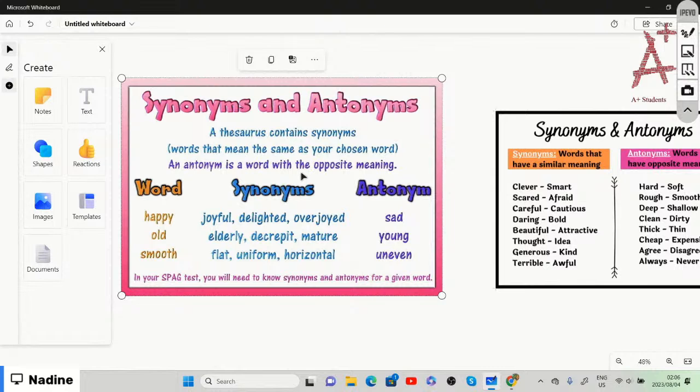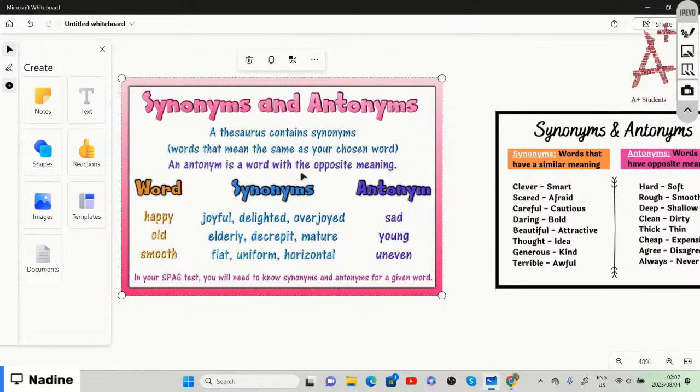And then we have an antonym, which is a word with the opposite meaning. So a synonym is words with the same meaning as the one you chose, and an antonym is words with the opposite meaning. If we look at, for example, the words on the left, which I think are yellow, then the synonyms in the middle, which are light blue, and then the antonyms, which are dark blue. So the word happy.